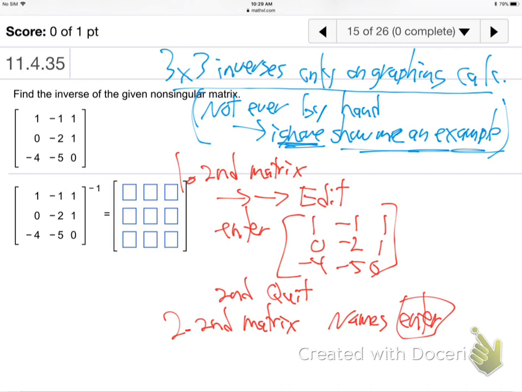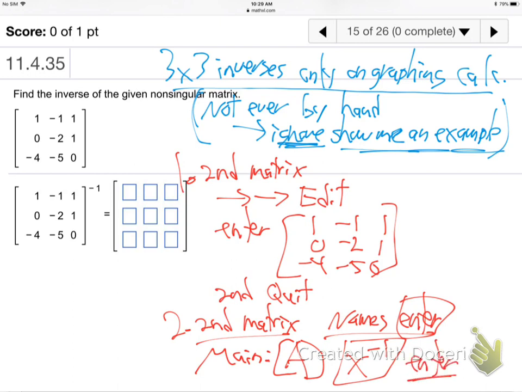And then you have an inverse button, which is somewhere I can't see. Everybody see it? Little x to the -1 button. Is it above something? It's the matrix button. So second matrix, call forth the matrix A on the main screen. It puts it in a box or something. And then hit the X to the -1 button, which is the matrix button, and hit enter. That's it. It does the inverse for you.